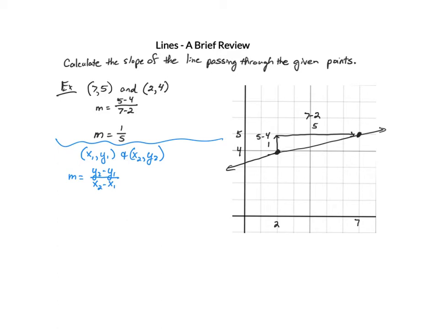And it actually doesn't matter which point you use first. I could write the formula as y1 minus y2 over x1 minus x2. It does matter that we're consistent between the numerator and the denominator, though. So right here, when I started with y1 in the numerator, I started with x1 in the denominator. Over here, I started with y2 in the numerator, and I started with x2 in the denominator. So let's do another problem.